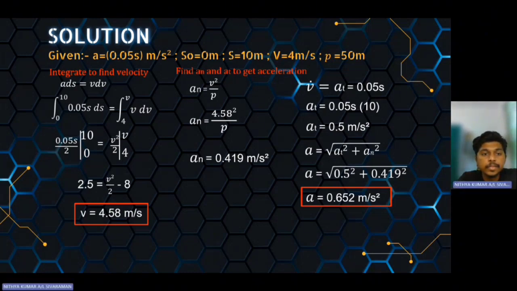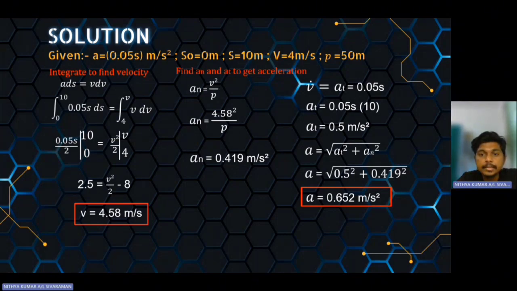So to find the velocity, we have to integrate. After we integrate, we get the answer V equal to 4.58 meters per second. By using the normal acceleration formula, we substitute the velocity into the formula and get AN equal to 0.419 meters per second squared. From the question, they already gave 0.05 s equal to A.